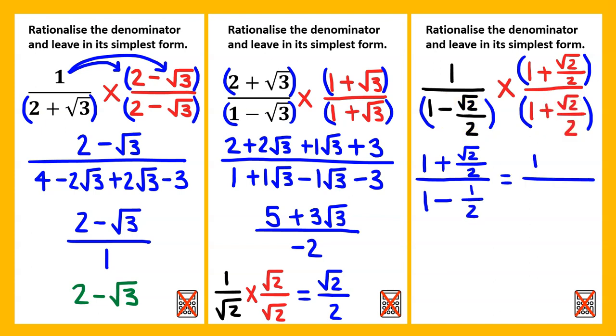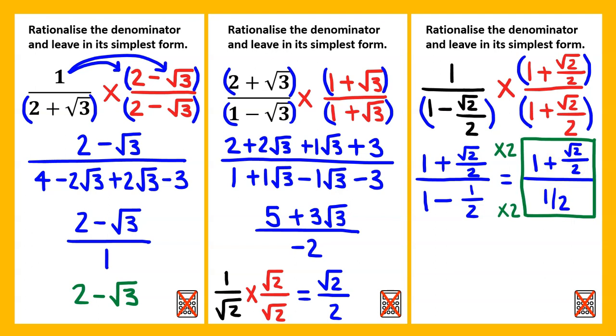This will simplify to give us 1 plus root 2 over 2 as the numerator, and 1 minus 1/2 is 1/2 as the denominator. We can times the denominator and the numerator by 2 to eliminate the half that we have written as the denominator, meaning we'll have 2 plus 2 root 2 over 2 as the numerator, and this can be simplified to leave us with a final answer of 2 plus root 2.